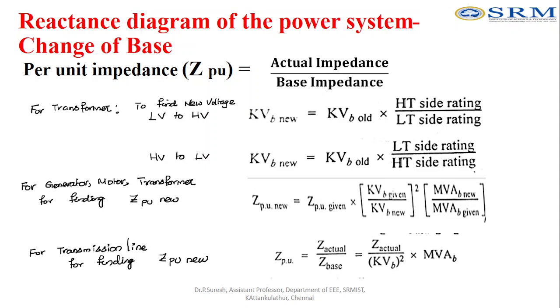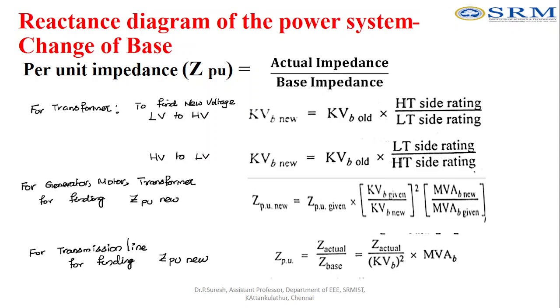Those reactance values were calculated using a particular base, and in order to make the calculation easier, all the parameters related to components are converted into per unit values. Those per unit values were calculated using some base. Now we are going to change the base of the power system.